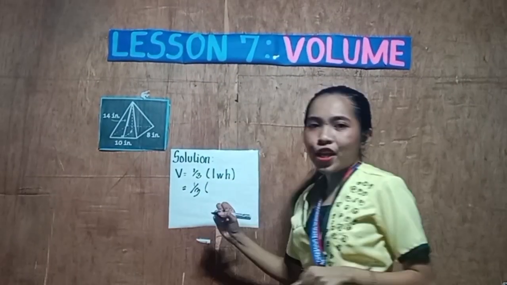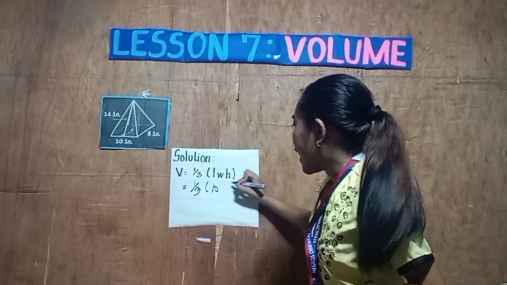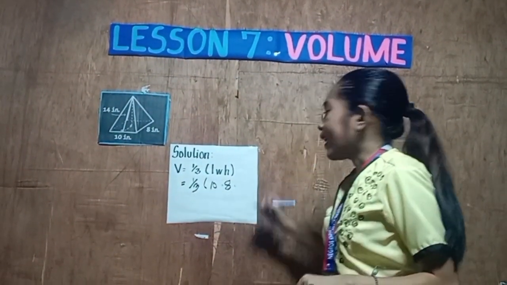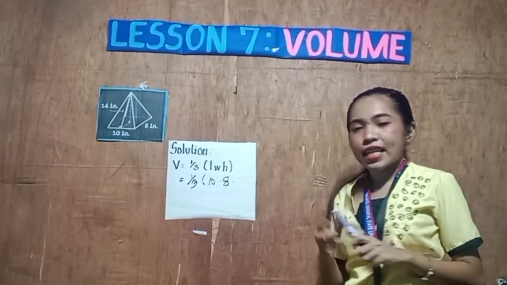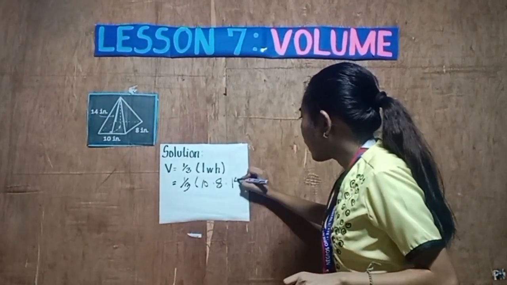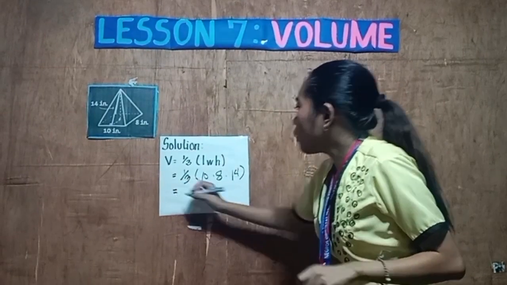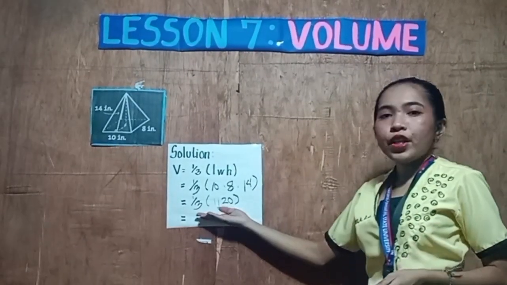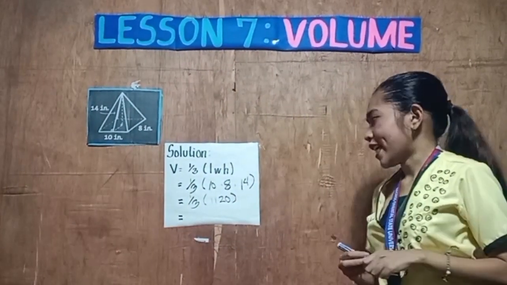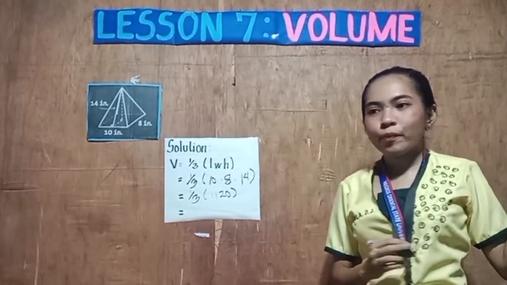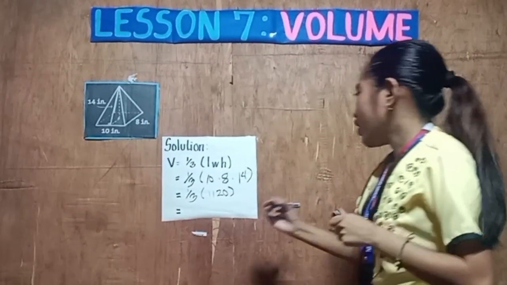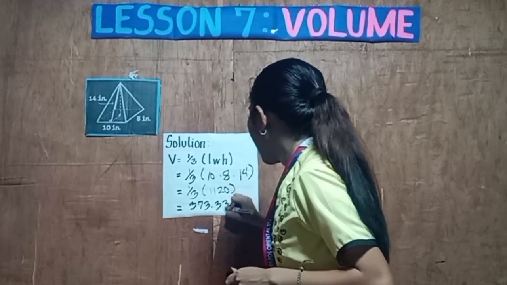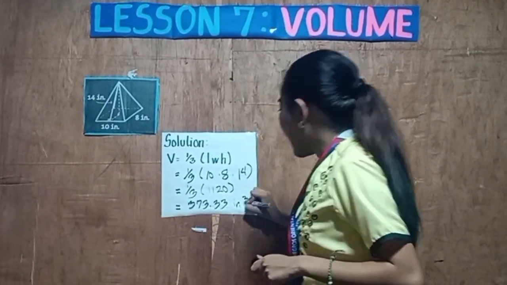So what's our length again? Very good, it's 10 inches. How about our width? Very good, it's 8. And how about our height? It's 14. So we have here. So 1/3 of 1,120 is, what's the answer? Very good. The answer is 373 and 33 cubic inches.